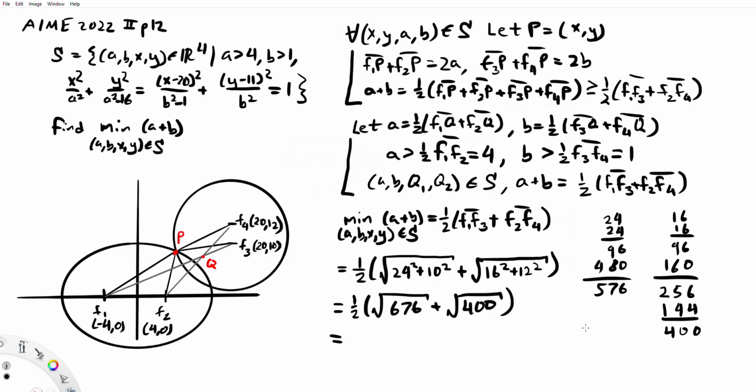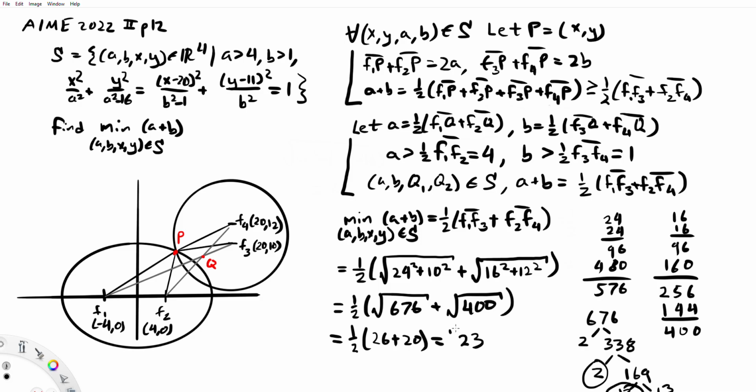That equals, let's just do a prime decomposition of 676 here. Take a 2 out, you get 338. Take another 2 out, and you get 169. 169 is 13 squared. So when you take the square root, you're left with 2 times 13. So this equals 1/2 of 26 plus square root of 400 is 20. That's 1/2 of 46, which equals 23. Final answer, 23. Great, thanks for watching.